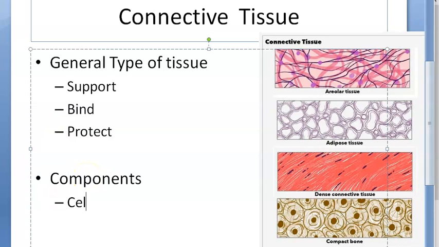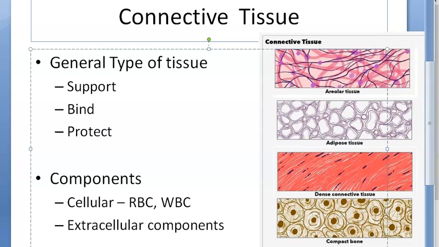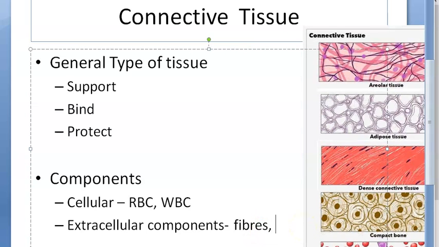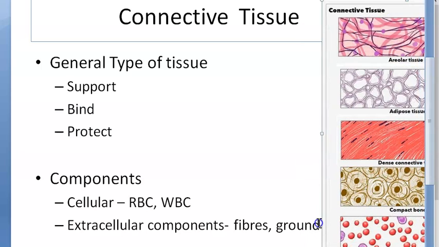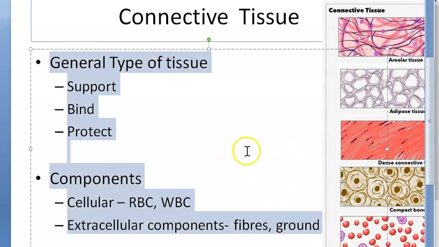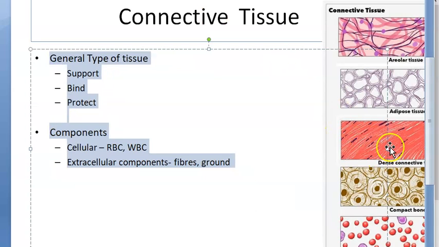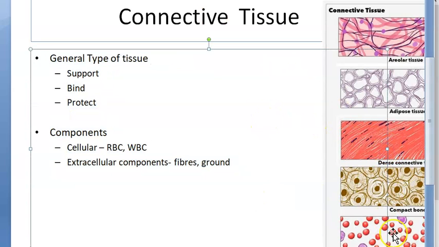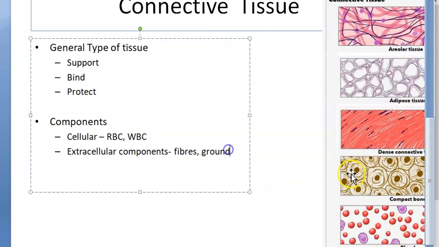You can see here, it has cellular components, like let's take the example of blood: RBCs, WBCs. And then there are non-cellular or extracellular components, like some matrix. What are the extracellular components? Fibers and ground substance. All these extracellular components can be there.